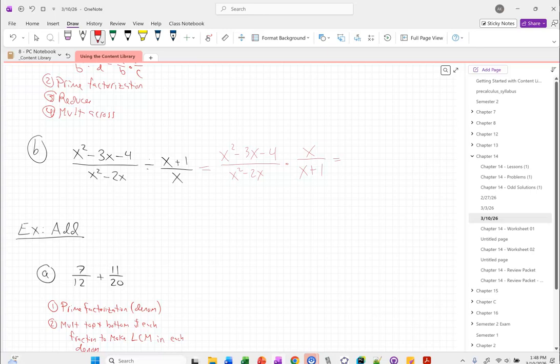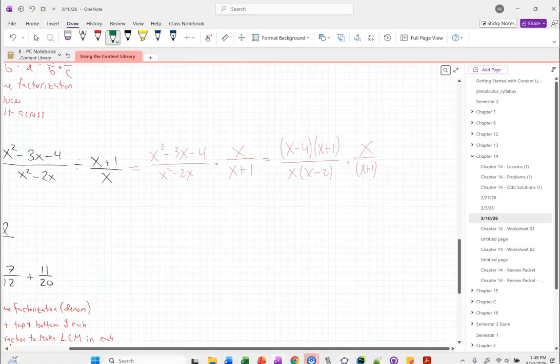Then we'll factor. How do I factor x squared minus 3x minus 4? x minus 4, x plus 1. How do I factor x squared minus 2x? Take out an x, right? There's just a greatest common factor there. That's all we can do. And then how do I factor x? It's done, it's prime already. How do I factor x plus 1? Prime already, so that's nice.